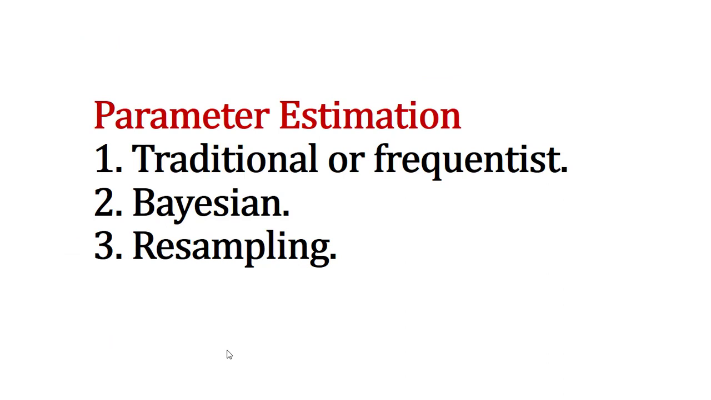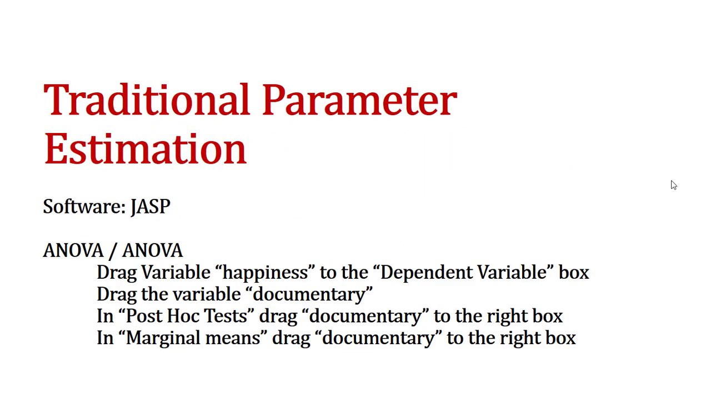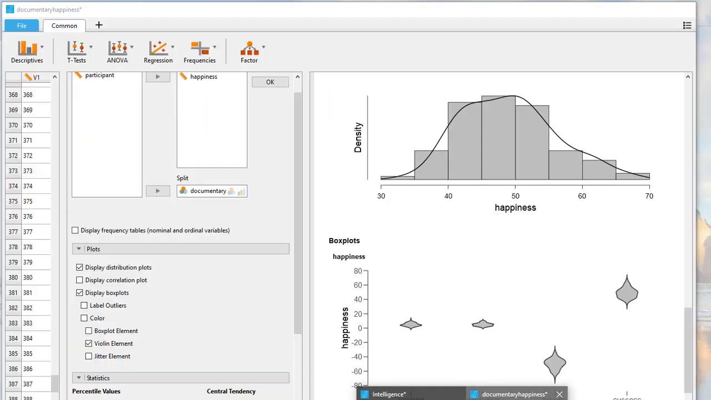Okay, so let's start with parameter estimation. First the traditional or frequentist approach, then the Bayesian approach, and then resampling. For the traditional parameter estimation approach, we are going to use JASP, and we are going to use the ANOVA, but we are not going to actually do the ANOVA. Okay, so I show you.